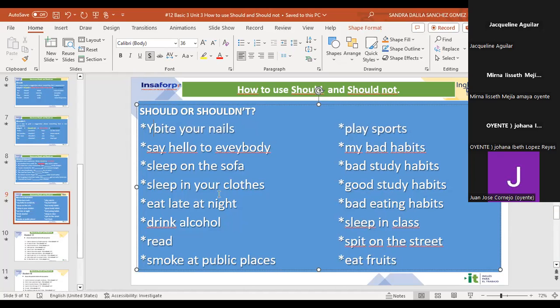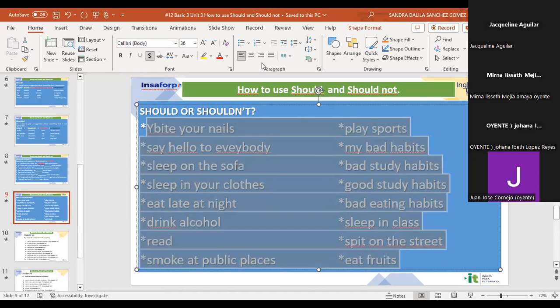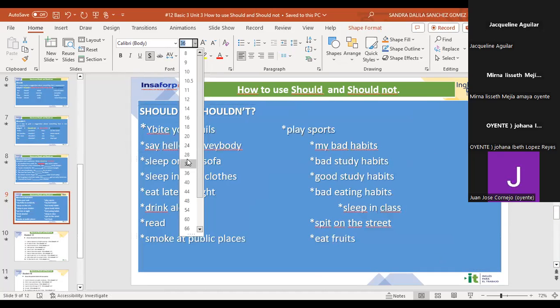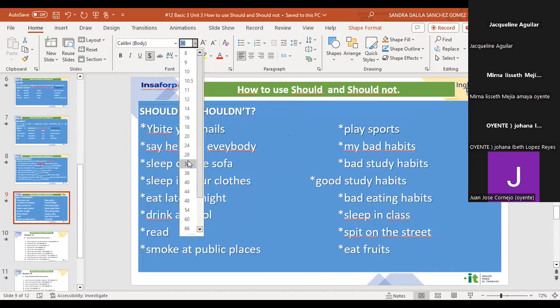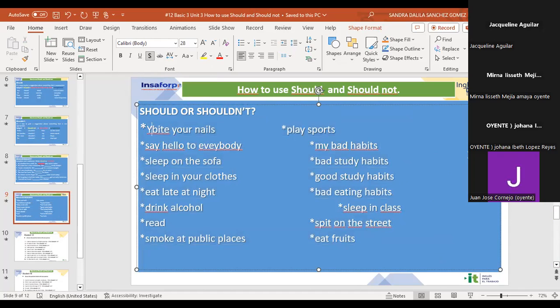Quizás le voy a dar letra más chiquita porque no me va a caber. Okay. Where is the letter, a small letter here. Like this. Good. Okay, you shouldn't write your names. In the number two?